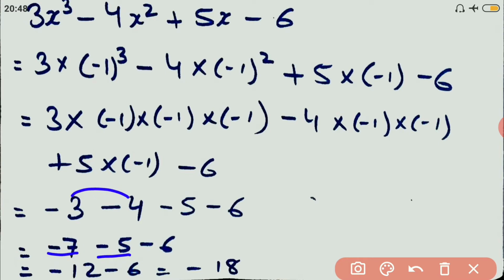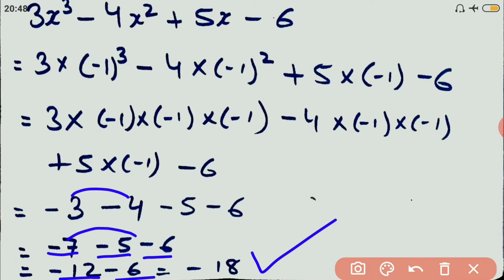Now going to the next line, minus 3 and minus 4 shall give me minus 7. So minus 5 and minus 6 come here. Now minus 7 and minus 5 shall give me minus 12, minus 6 comes here. Now minus 12 and minus 6 shall give me minus 18. As you all know, if they have similar signs we are supposed to add. This is how we are supposed to do number 6.